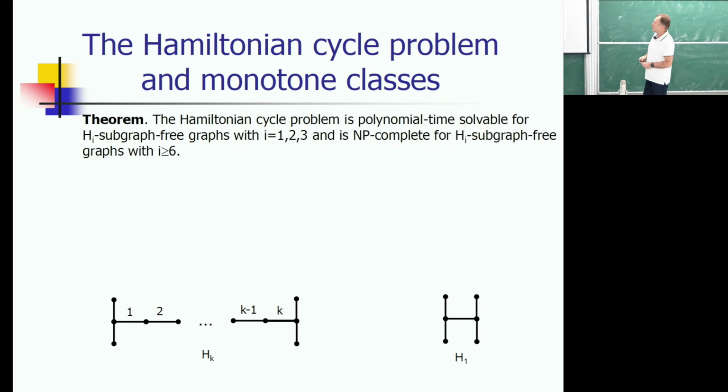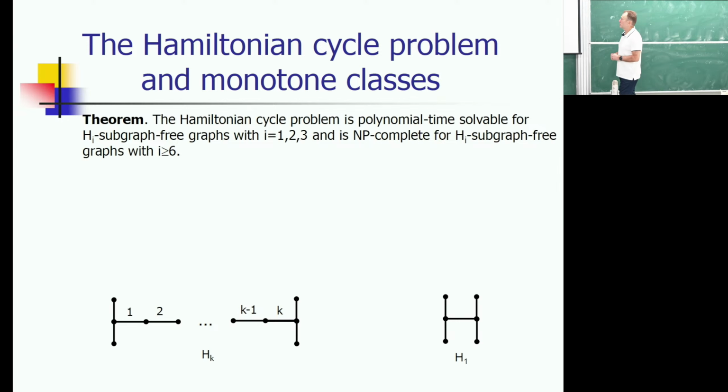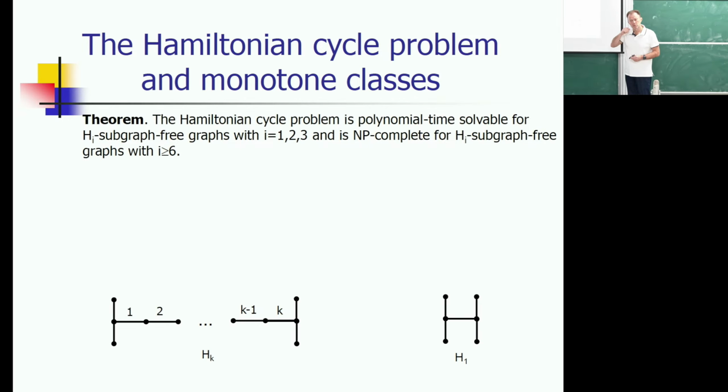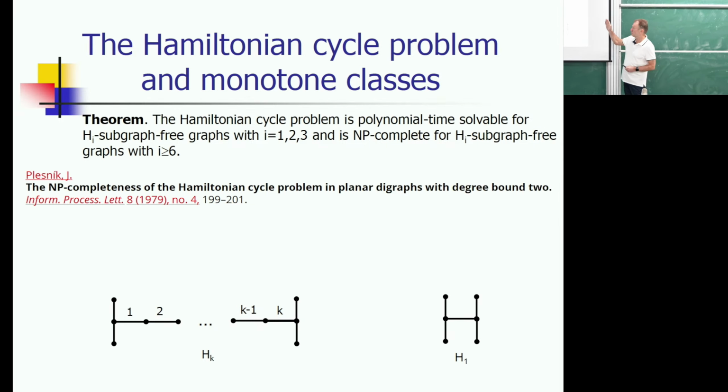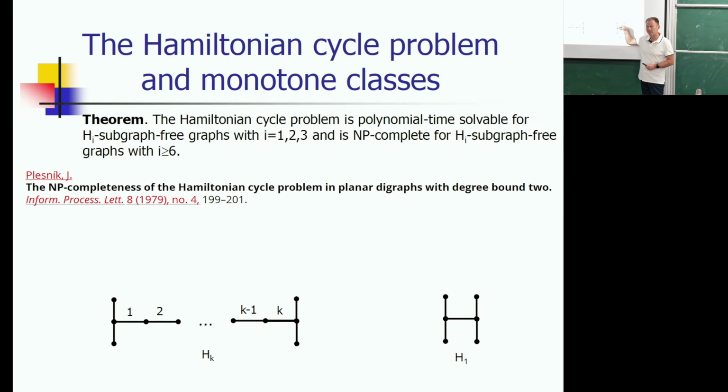The Hamiltonian cycle problem is polynomial time solvable for Hi subgraph free graphs with i equal 1, 2, and 3. And it is NP-complete for Hi subgraph free graphs with i greater or equal to 6. For the NP-completeness part of this result, I can refer you to this paper where the author studies the problem on directed graphs.